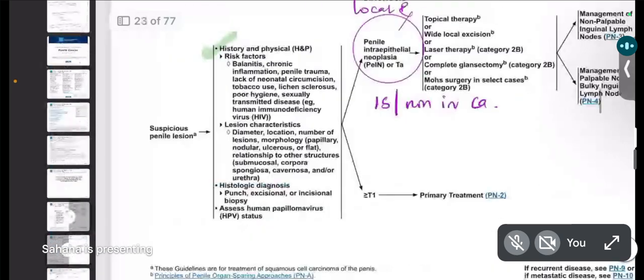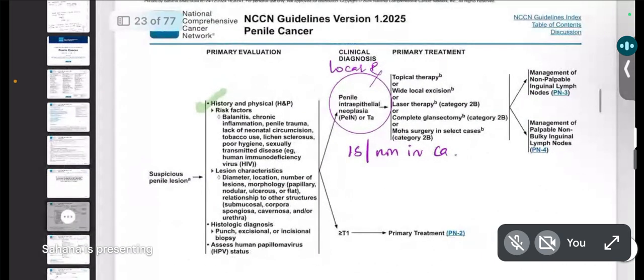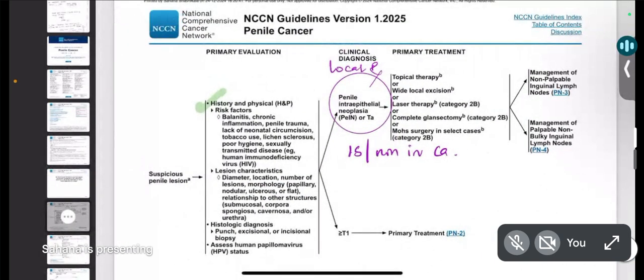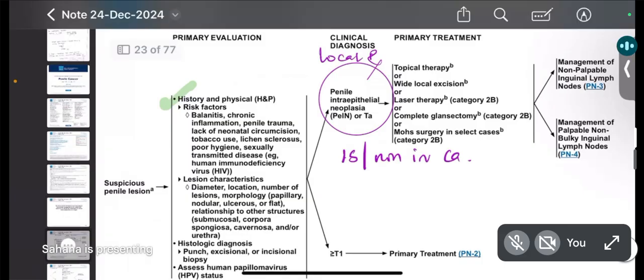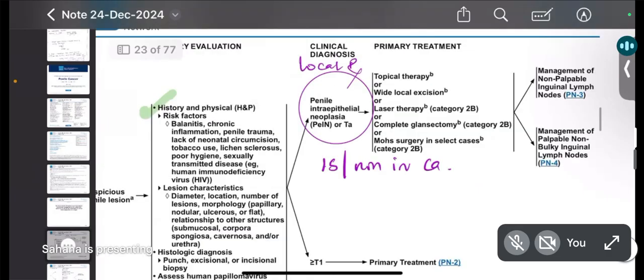Then, okay, let us follow the templates here. So you worked up a penile suspicious lesion. You did an excision biopsy. It came as intraepithelial neoplasm. It has not breached the basement membrane into the lamina. So your primary treatment is more than enough. If the node is negative, fine; if it is involved, N plus, then you will follow the N plus template.